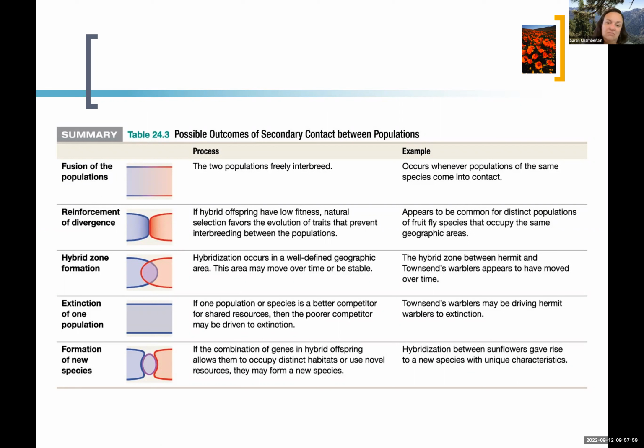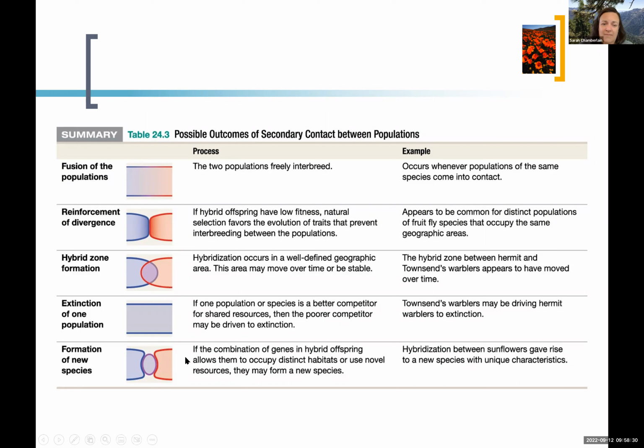Okay. And so, don't feel like you need to memorize these, but the punchline is this: allopatric separation does not automatically result in allopatric speciation. Okay, it can, but not always. And in order for it to result in speciation, there has to be an accumulation of genetic changes. Okay.